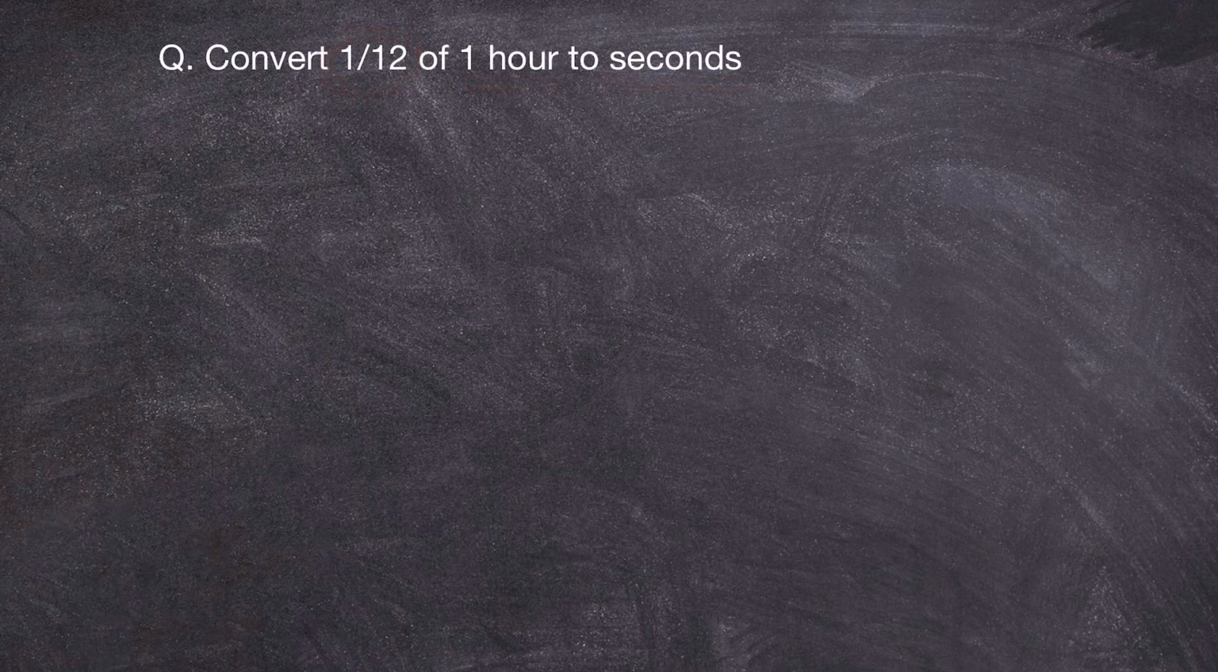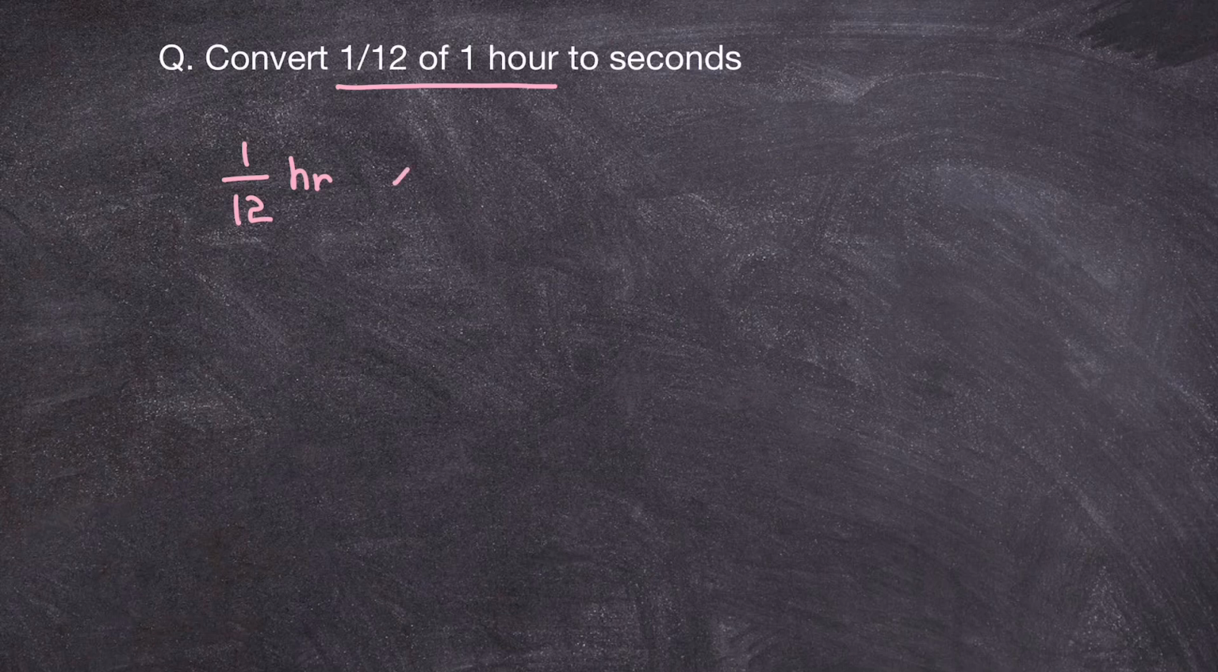So this is a conversion problem, and I'm gonna tell you how to get started with this type of question. First, you have to write down the given hour, which is 1/12 of hour. So let's write it down in my blank space. 1/12 of 1 hour can be expressed like this, 1/12 hour.